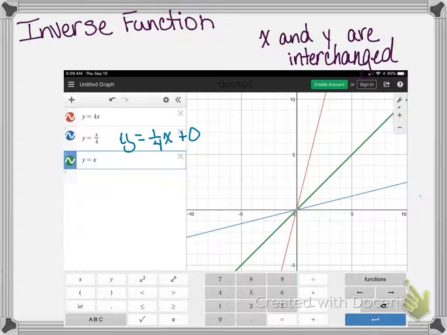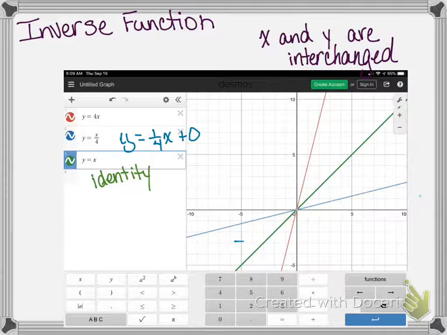And your blue line is less steep. It's a little flatter. Then my green line is y equals x. That's called the identity. Okay? Y equals x is called the identity. And anytime that you're doing anything with inverse functions, you are going to be reflecting across this line. Okay? And that line is y equals x, anytime that you're doing anything like that.